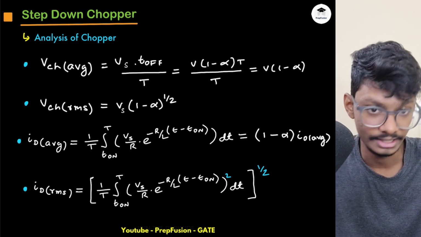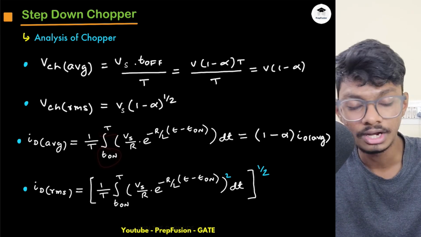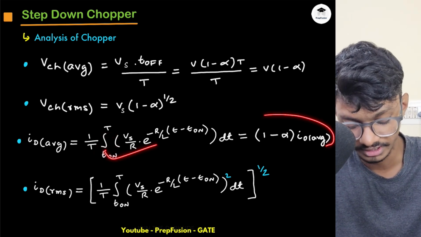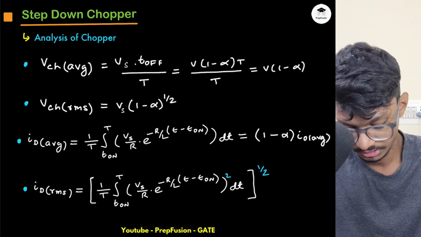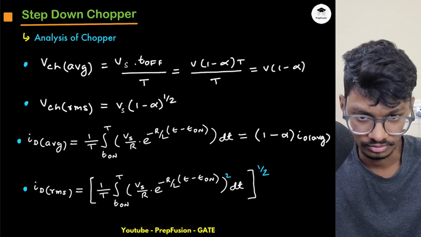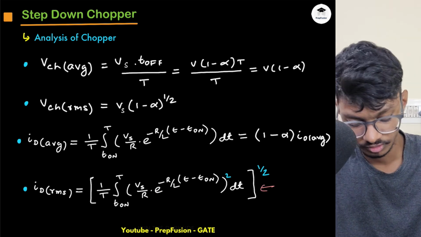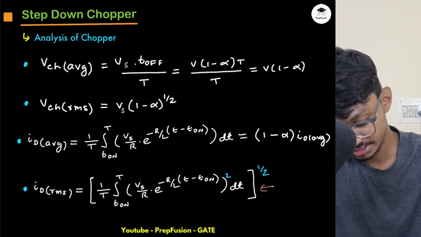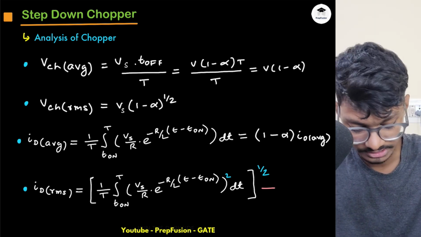ID average, again. When is the diode active? The diode is active for T off time. So from T on to T, the diode will be active, and if you integrate this, you will get the result. Basically it is 1 minus alpha into IO average. Then what is ID RMS? ID RMS is basically square and under root, which is very difficult to compute. They won't ask. These things won't be asked. They will be asked for a particular condition. What condition is that? We will analyze that in the next few slides.